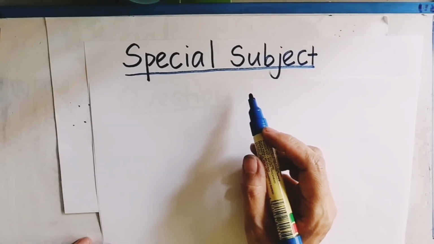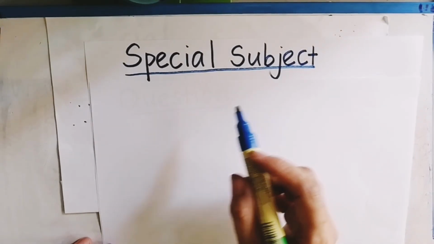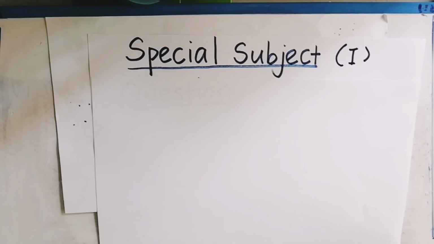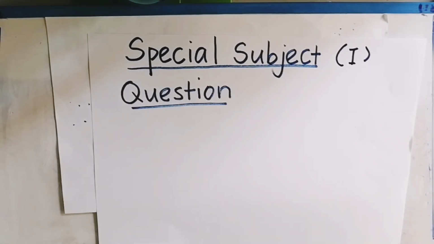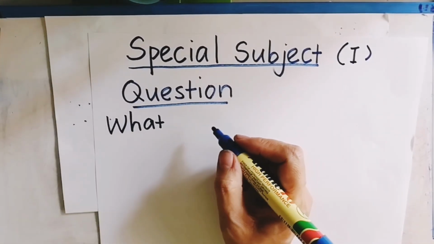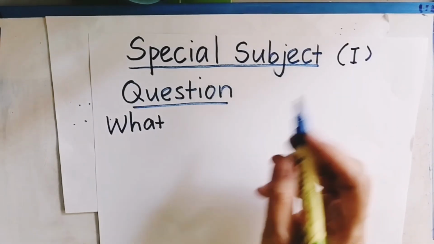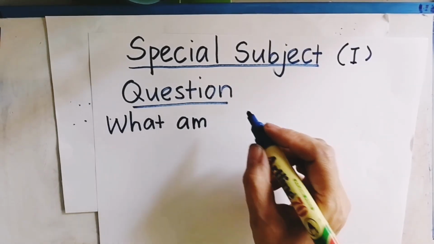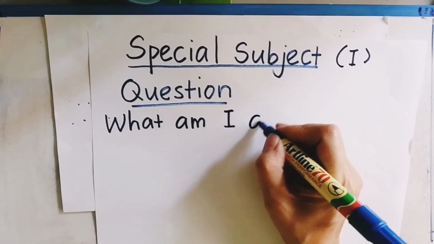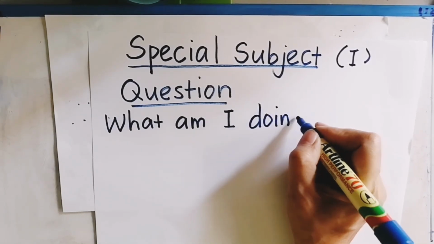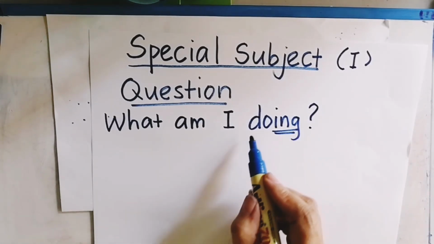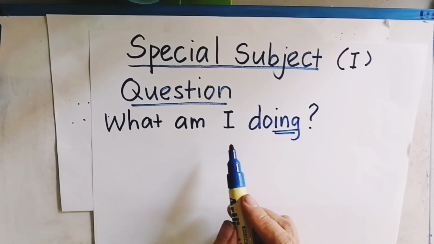And now the special subjects, I and you. First, we'll look at I. To ask a question, begin your questions with the question word what. Then the verb to be for special subject I is am. And the subject I. Then the verb with ing, do plus ing becomes doing. And don't forget the question mark. What am I doing? Apakah yang sedang saya buat?